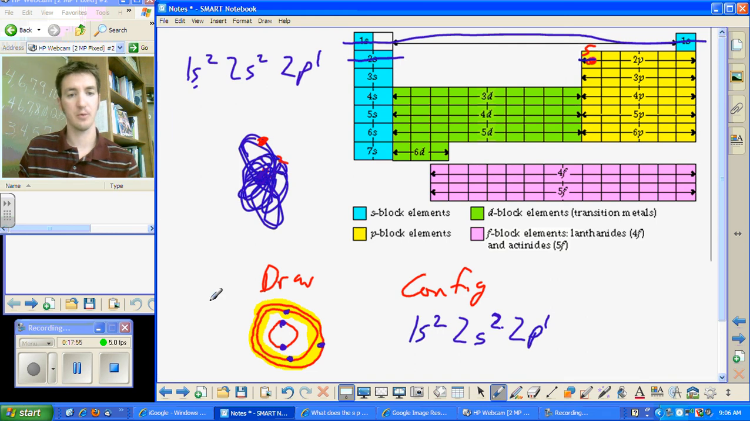Alright, so another example. Let's do calcium. Calcium, element number 20. Again, when we get done, we should have 20 electrons accounted for. So that's what we have. Calcium, element number 20.